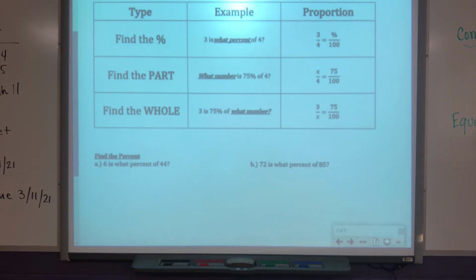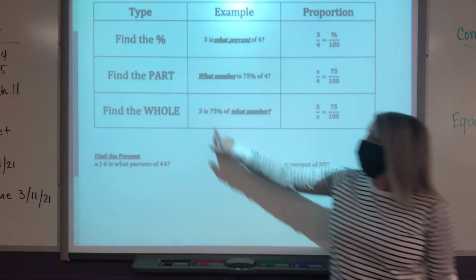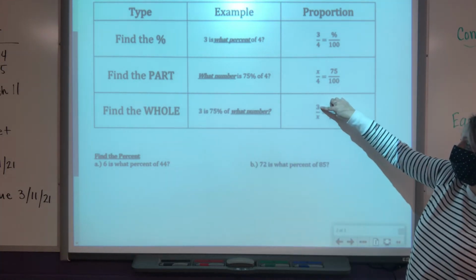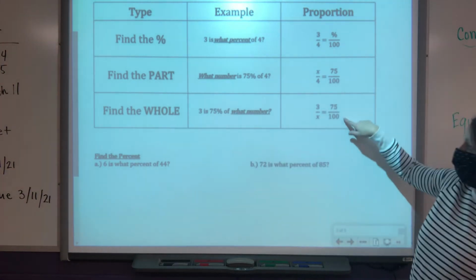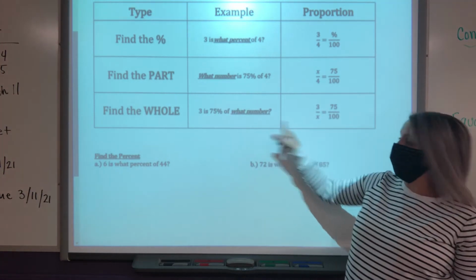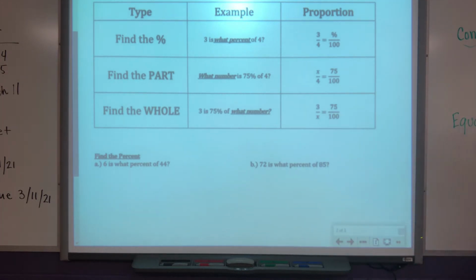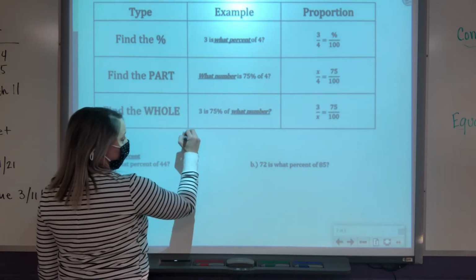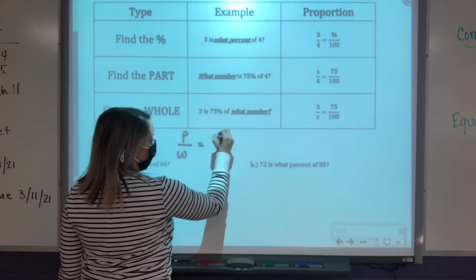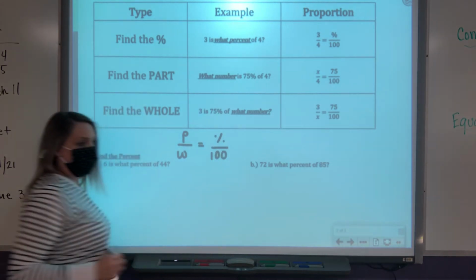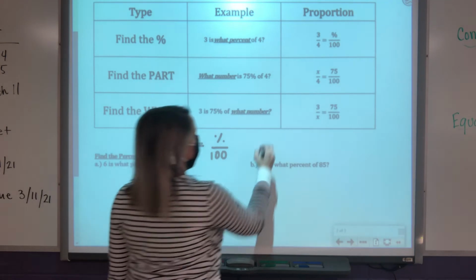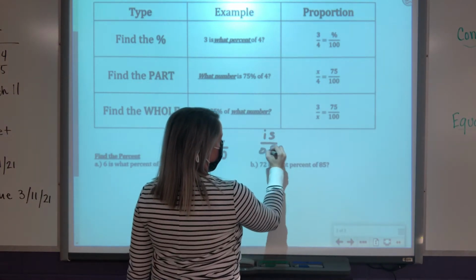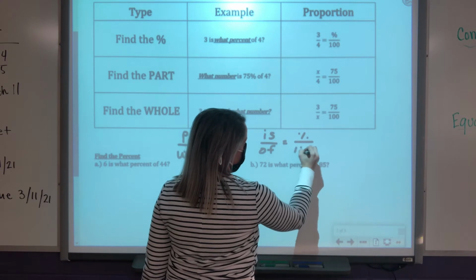And if they're asking us to find the whole, 3 is our part, so it goes in the numerator. 75% goes over 100. Of what number, we don't know, so our X goes in the denominator. So again, we're looking at part over whole is equal to the percent over 100. We can also say is over of is equal to the percent over 100.